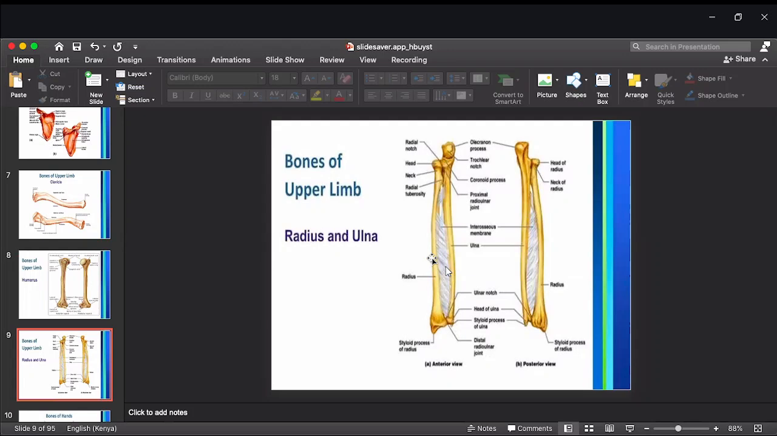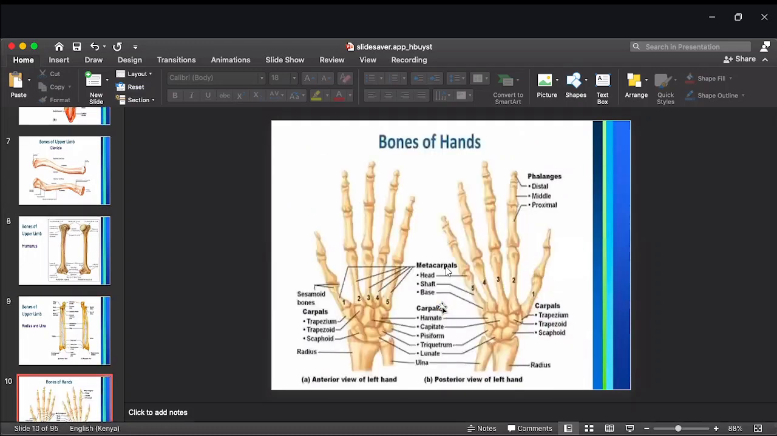So radial tuberosity, you can appreciate the radial tuberosity among other parts of the ulna. So make sure you know how the ulna looks like, how the radius looks like. We may ask it not only for exam purposes, but also for knowledge.